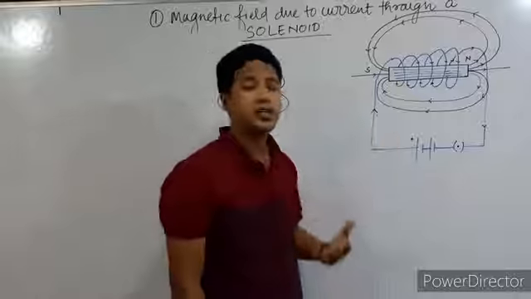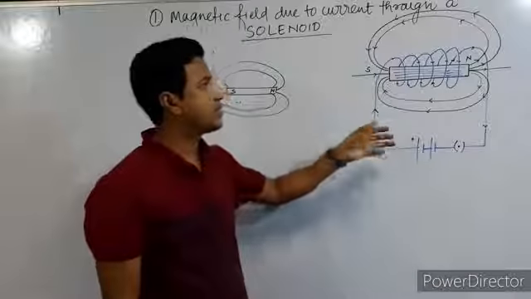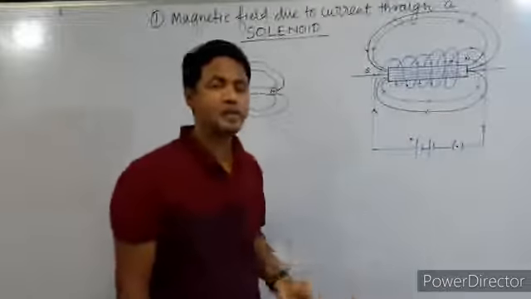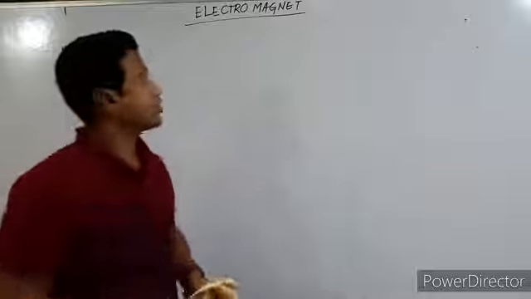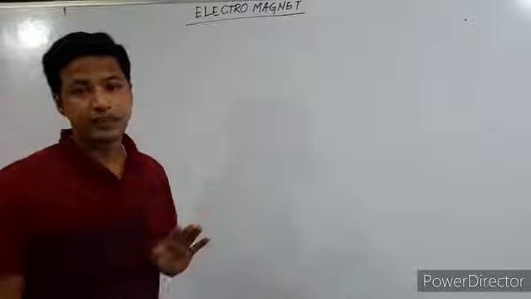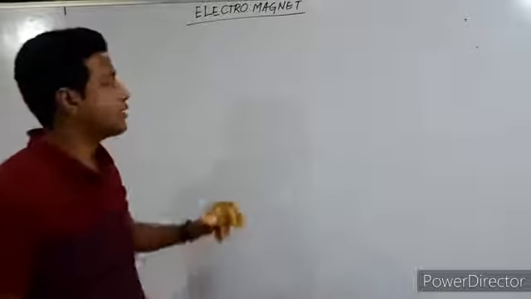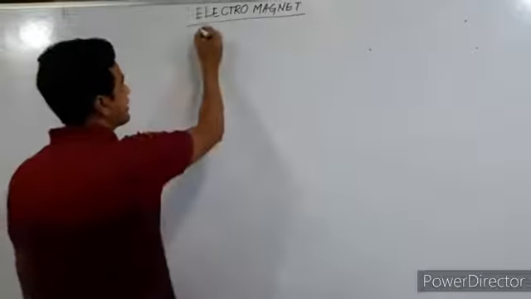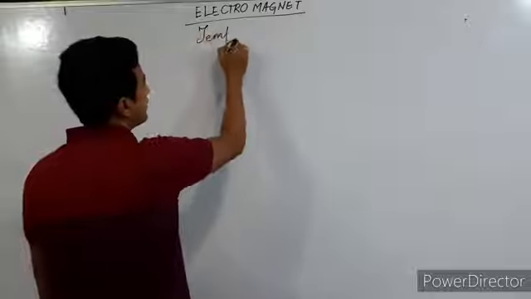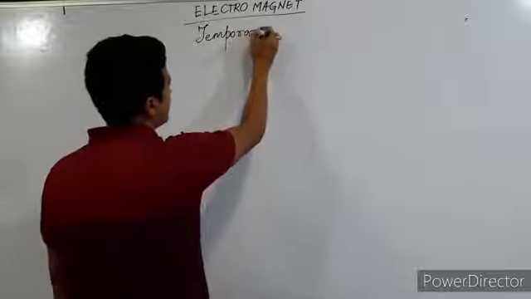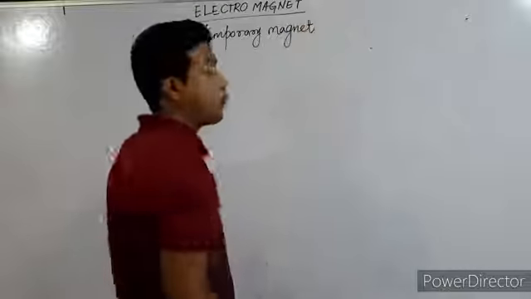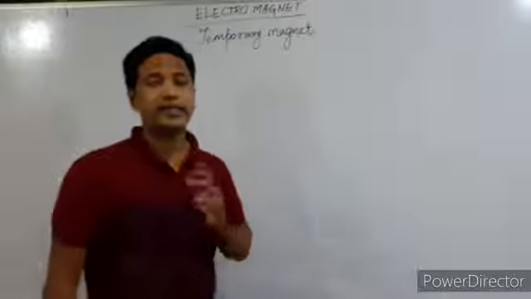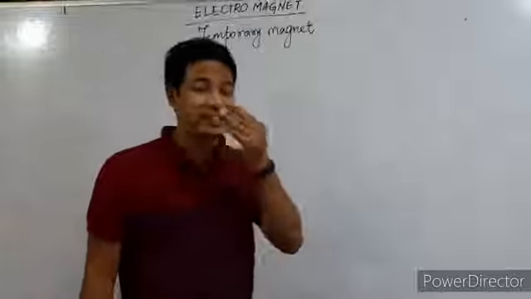From this topic, let's have a simple example. In your previous classes, you have heard about the electromagnet. So the next topic is the electromagnet. So what is an electromagnet? An electromagnet is a temporary magnet. With the help of current, one can create an electromagnet. So it is a temporary magnet.